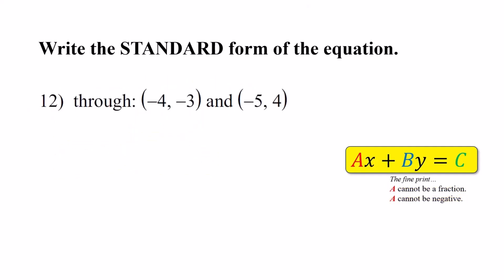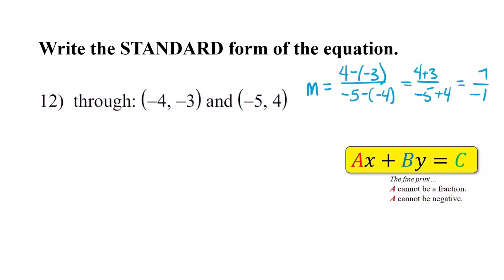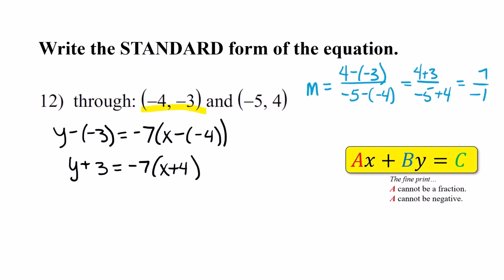Let's do one more. The slope is going to end up becoming 7 over negative 1, which is going to be negative 7. I'm going to use this point because, again, both of these are equally bad. I might as well use the one with the both negatives. I'll have two sign changes. But the slope isn't a fraction, so that's cool. So I end up with y plus 3 equals negative 7 times x plus 4.